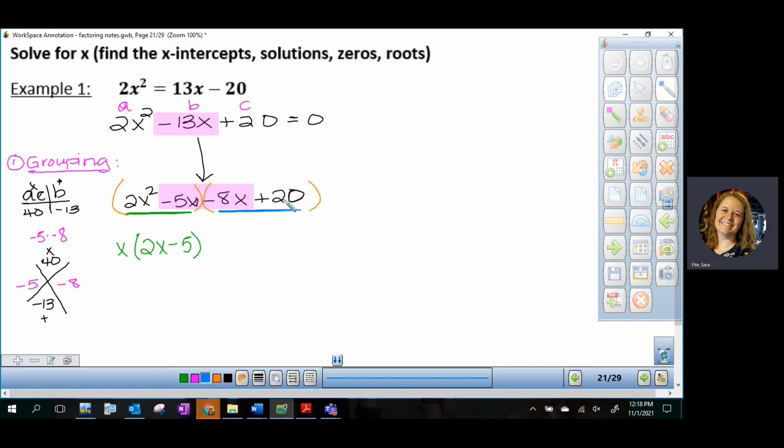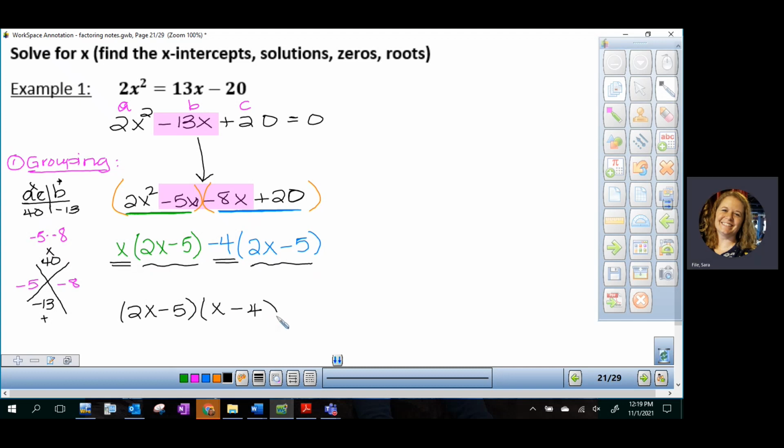Now the second group, what do those have in common? 4. Now let's think about this. If I just divide out a 4, this is going to be negative x plus 5, right? Or excuse me, negative 2x plus 5. Is that the signs I want it to be? No. So I'm going to divide out negative 4 so that this then becomes positive 2x minus 5, because those need to match. So 2x minus 5 is a factor. And then the GCFs that we took out go together. X minus 4 is another factor.